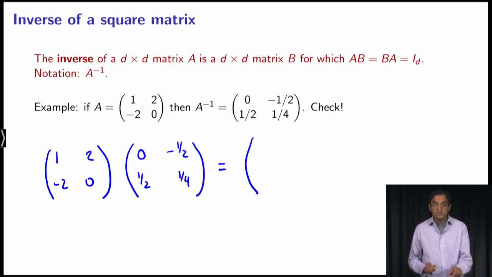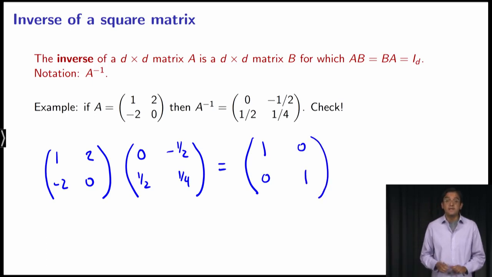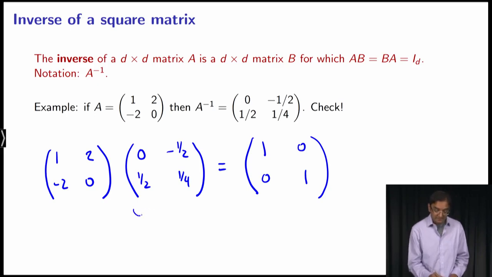Okay, so the first row of A times the first column of B. Okay, so we get 1. The first row of A times the second column of B, we get negative a half plus a half, that's 0. The second row of A times the first column of B, we get 0. The second row of A times the second column of B, we get 1 plus 0, 1, which is indeed the identity matrix. So this is the inverse.